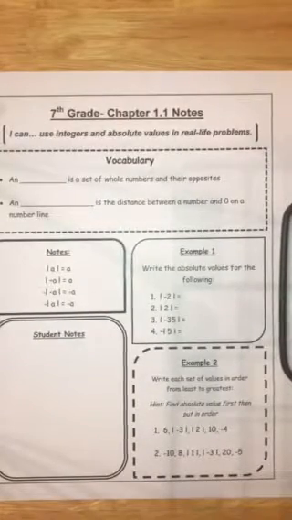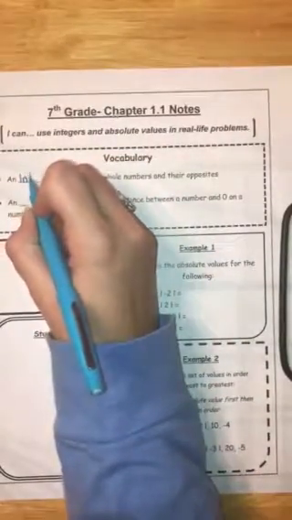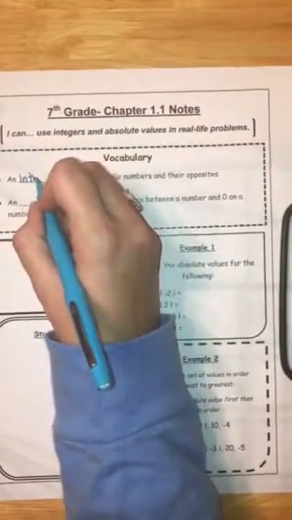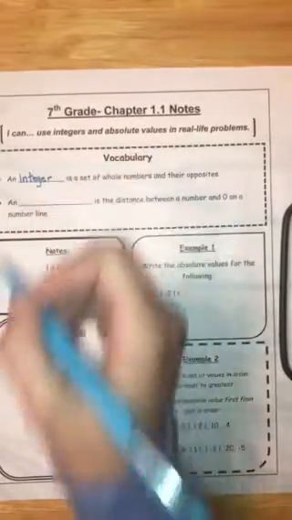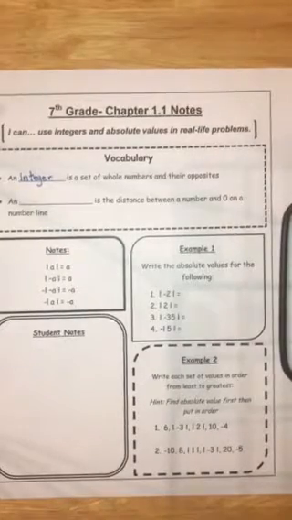So the first section is always our vocabulary. We have two new vocabulary terms here. So, blank is a set of whole numbers and their opposites. That is called an integer. So go ahead and write integer here. An integer is a set of whole numbers and their opposites. So it would be a 2 and a negative 2, a 3 and a negative 3, a negative 10 and a 10. It's the whole numbers and their opposites.